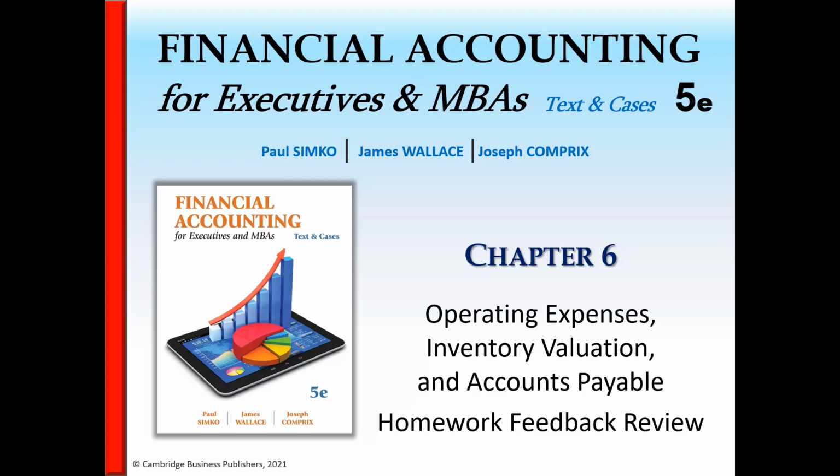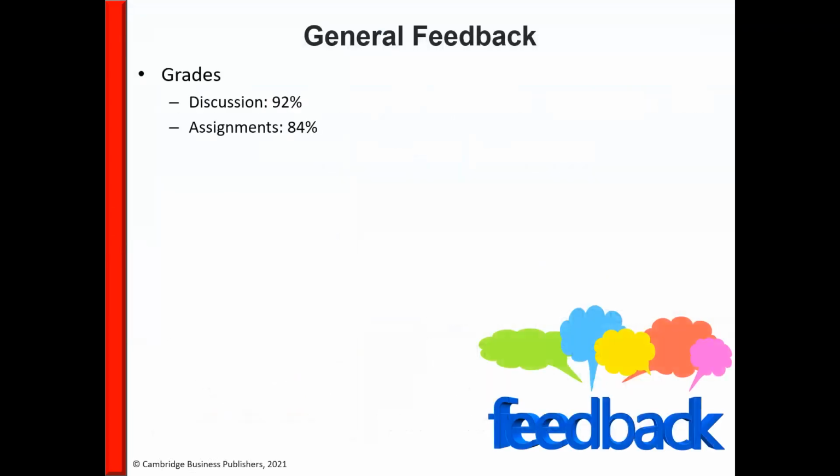At this point, you've all received your individual feedback and your individual scores on the discussion questions and also on the exercises and problem. General feedback: grades on the discussion were quite good. Average grade 92%, and a slight uptick on the assignments, 84%. Anytime you're above a B, that's generally good. I'd like to see that at 90, but 84 is not all that bad. And some of these were a bit tricky.